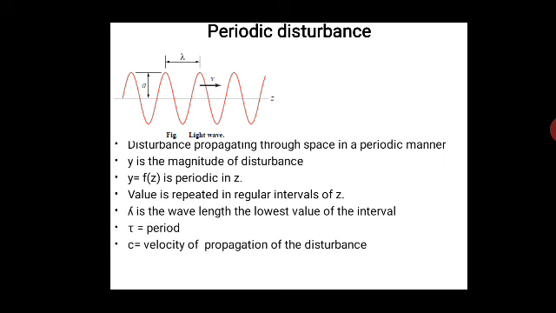Let lambda be the wavelength, which is nothing but the lowest value of the interval. You can observe here the lambda, which is the lowest value of the interval, and let tau be the time period. Along with that, we can consider c as the velocity of propagation of the disturbance. Then the wavelength lambda can be calculated as lambda is equal to c into tau, that is, velocity into time period.